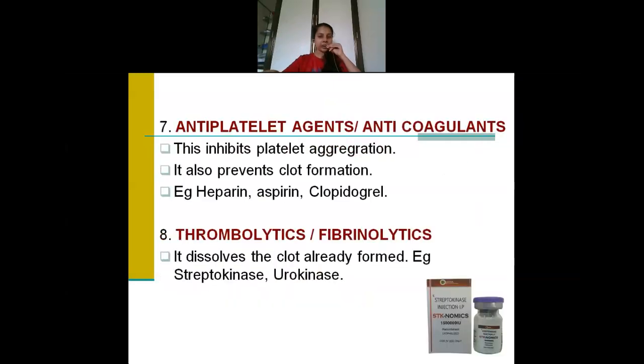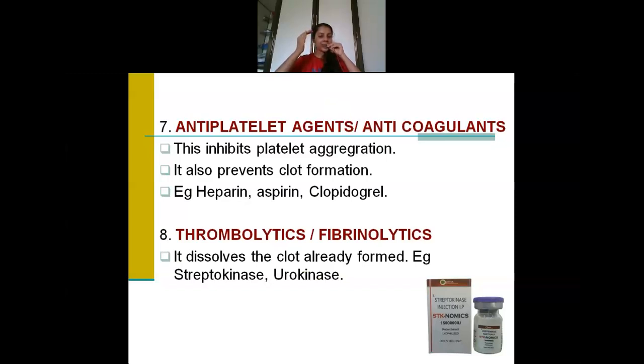Next we also have to start with antiplatelet agents and anticoagulants. Now, especially in patients where there is a chance of clot formation, or if platelets can aggregate together, what will happen? The risk of development of stroke or the risk of getting MI will increase. So we have to inhibit the platelet aggregation, that is, we have to inhibit the formation of the blood clot. So for that we will be giving certain drugs, that is antiplatelets and anticoagulants. Examples are heparin, aspirin, clopidogrel.